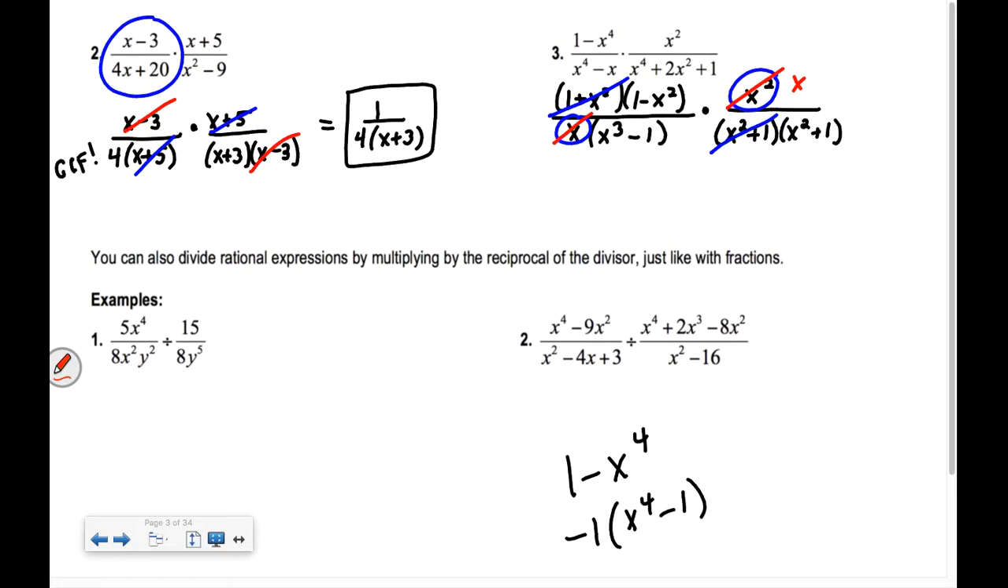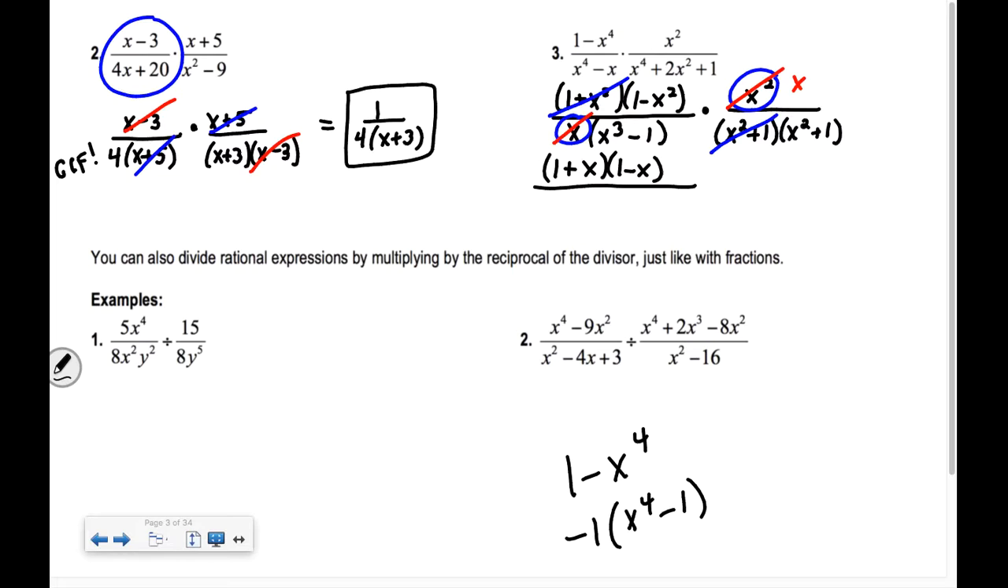So the top, I have 1 minus x squared. How does that factor? 1 minus x squared is 1 plus x times 1 minus x. It's the difference of two squares. So this one's testing to see if you really remember your factoring.